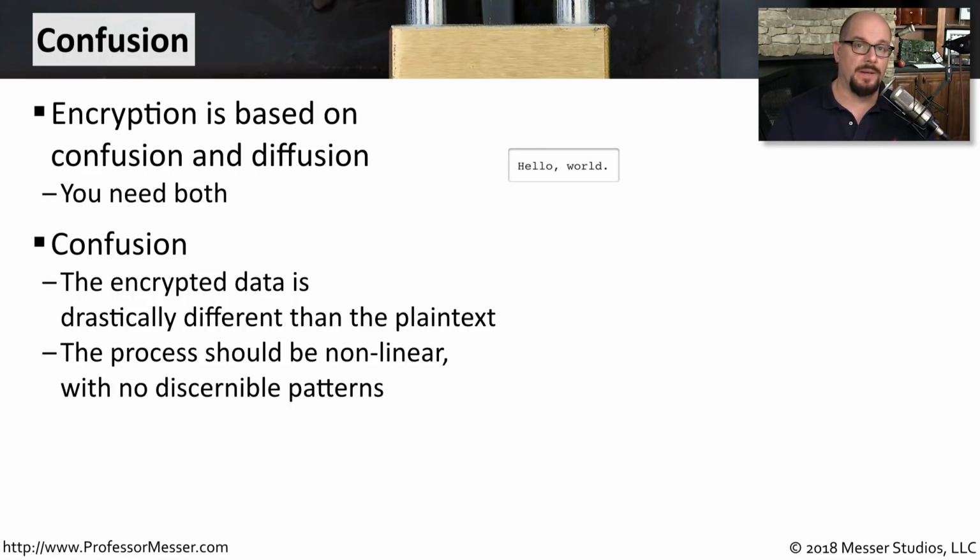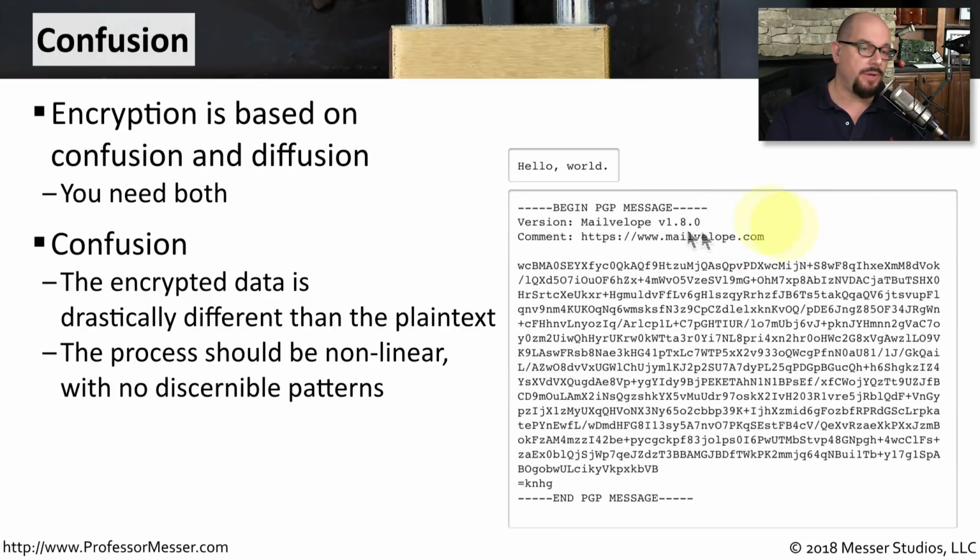Here's a good example of confusion. We'll take a bit of plain text. My plain text simply says, "Hello world," and I'm going to encrypt that with my PGP key. And you can see that the message that's created is very different than the original plain text. In fact, there's really no way to discern that that original plain text is any part of the ciphertext. And that's a very good example of implementing confusion in your encryption method.